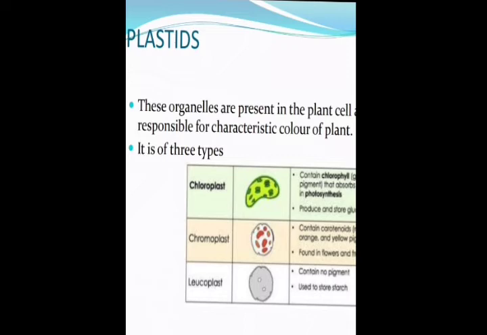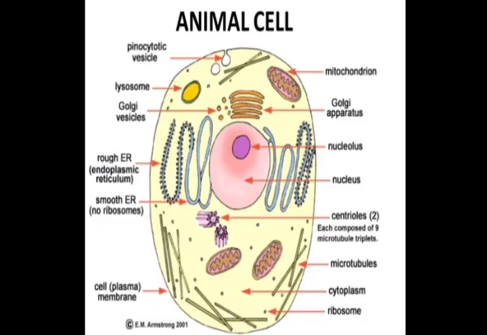Which plastid helps in storage of starch? That is leucoplast. The one that provides color to the fruits and flowers is chromoplast. And the one that helps in photosynthesis is the chloroplast. So chloroplast is also known as the kitchen of the cell.